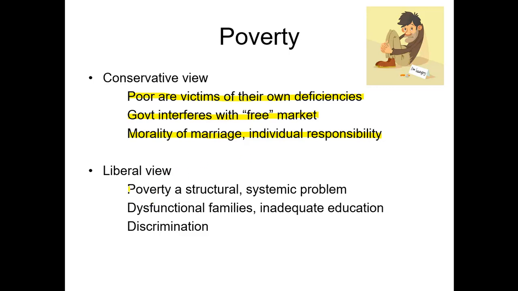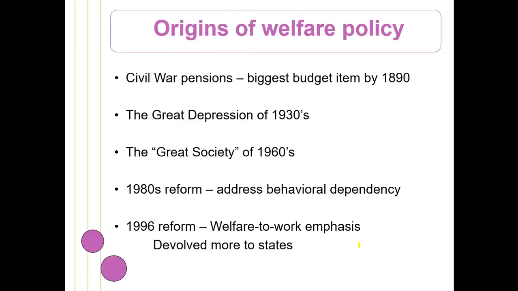On the liberal side, generally looking at poverty as more of a structural, systemic problem, which includes things like discrimination, racism, lack of opportunity, being born into a transgenerational situation where there's very little social capital, and that dysfunctional families are a part of that, as well as inadequate education. So those are the political divides over dealing with poverty.